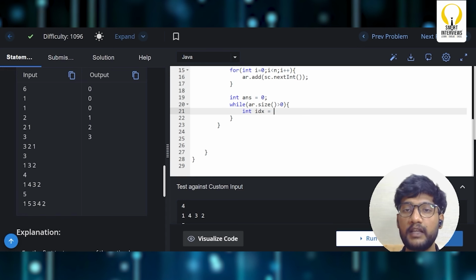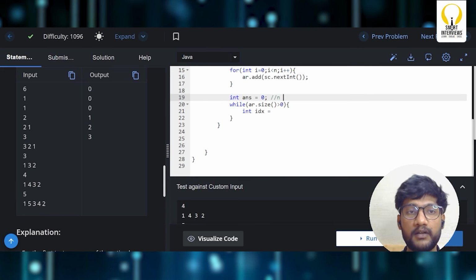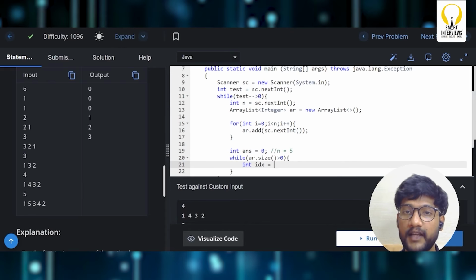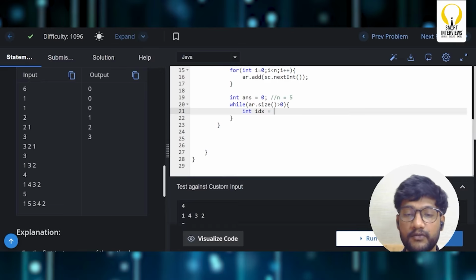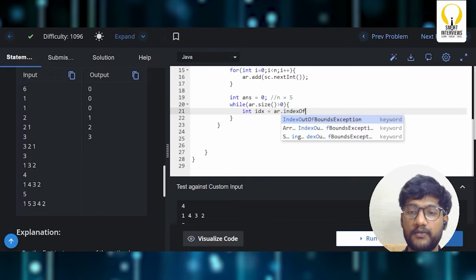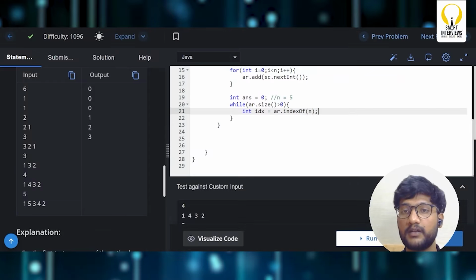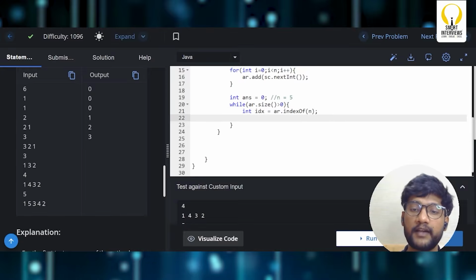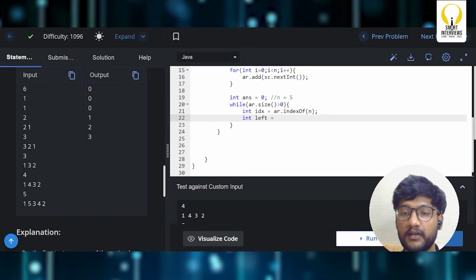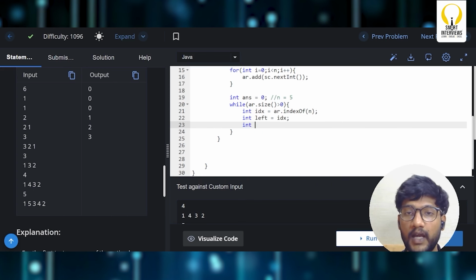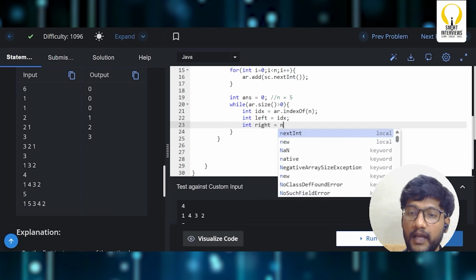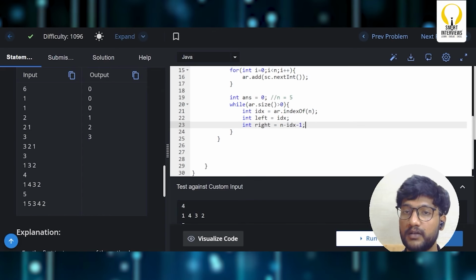Which index? N, right? Currently n is nothing but, if you take the previous example, your 5. Here we have taken n, the entire size of the list. So index is array.indexOf(n), basically. Now you got your index. You'll see how many people are there on the left side. That's nothing but your index itself. In the same way, how many people are there on the right side? That is nothing but n minus idx minus 1.